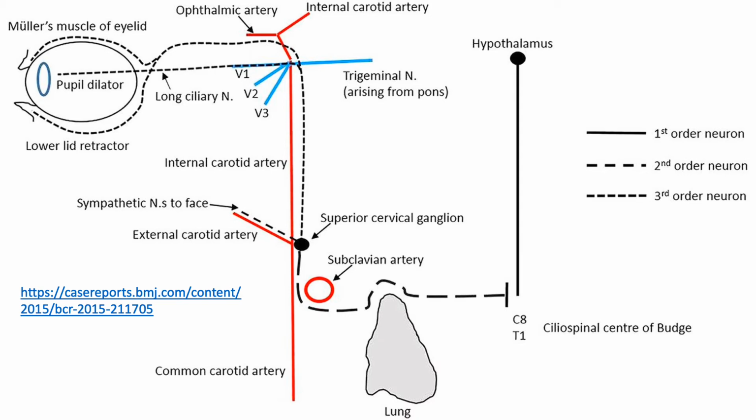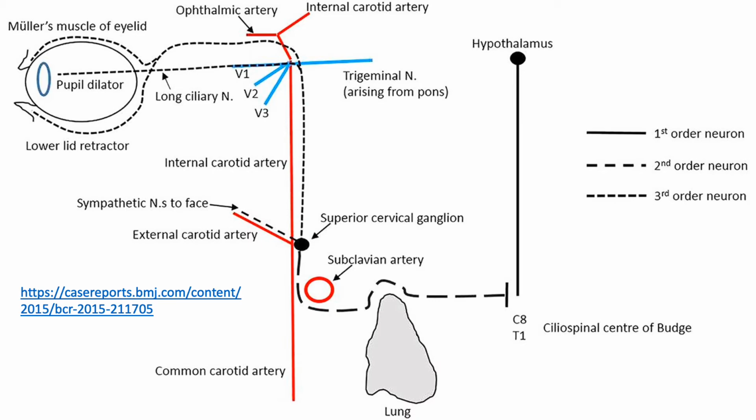The third order neuron for the orbit then enters the cranium with the adventitia of the internal carotid artery, again an important landmark, into the cavernous sinus. Here, the oculosympathetic fibers exit the internal carotid artery, and in close proximity to the sixth cranial nerve and the trigeminal ganglion, join the first division of the trigeminal nerve and enter the orbit. There are fibers then that innervate the dilator muscles of the iris and the smooth muscle in the upper lid, also known as Mueller's muscle, and then the lower lid as well, which is the inferior retractors.